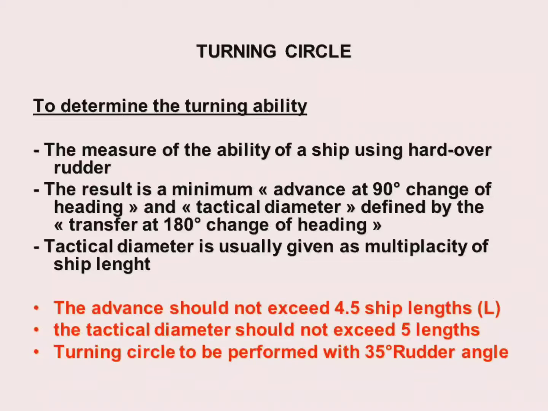Tactical diameter is usually given as a multiple of the ship's length. As per the IMO recommendation, the advance should not exceed 4.5 times the ship's length, and the tactical diameter should not be more than 5 times the ship's length, and the turning circle is to be performed with a 35-degree rudder angle.